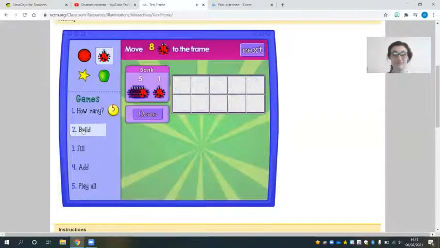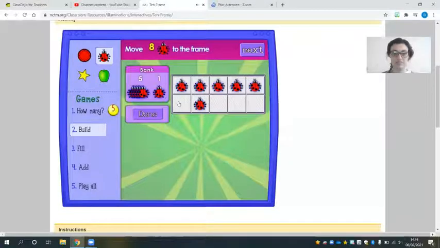Move 8 bugs to the frame. Now, is 8 bigger or smaller than 5? It's bigger, isn't it? So if you want a quicker way of doing it, you can grab the 5 and put 5 straight in. So we've got 1, 2, 3, 4, 5, 6. You keep on. So 5, 6, 7, 8. Let's double check. 1, 2, 3, 4, 5, 6, 7, 8. Hooray!